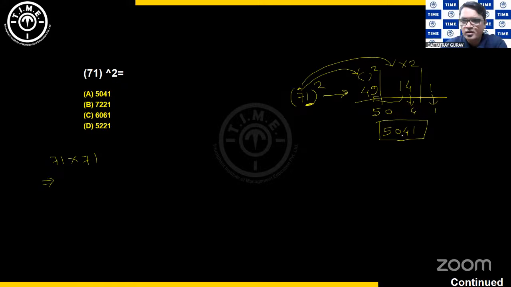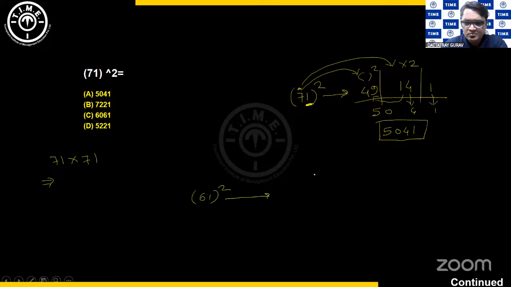This part is okay, it's a 5041. So whenever, the middle part will be doubled and the first part will be squared. We'll take one more example. Let's work on this. Suppose the question asked here is: I want 61 square.